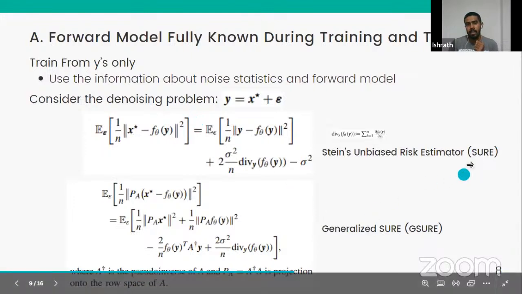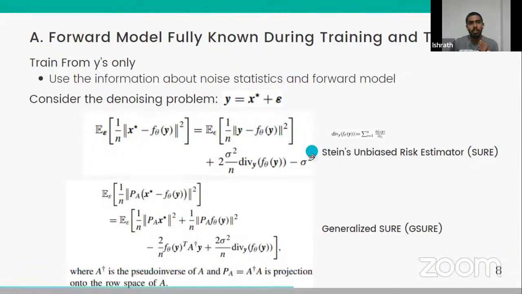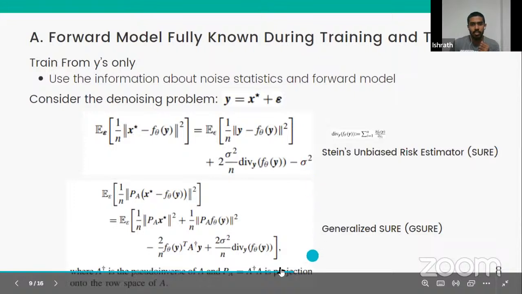An extended version of SURE is called GSURE. This equation is only for the denoising problem. If we have a more generalized forward model, this is the equation for the more generalized forward model.